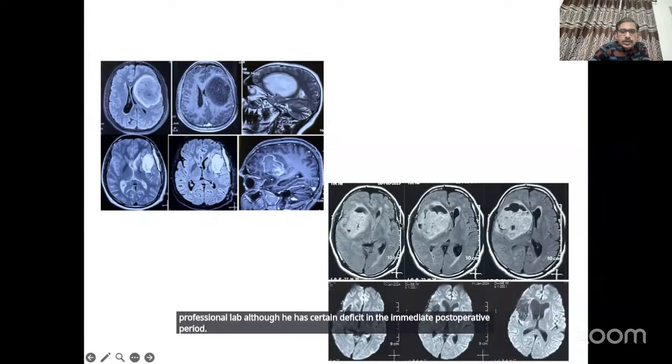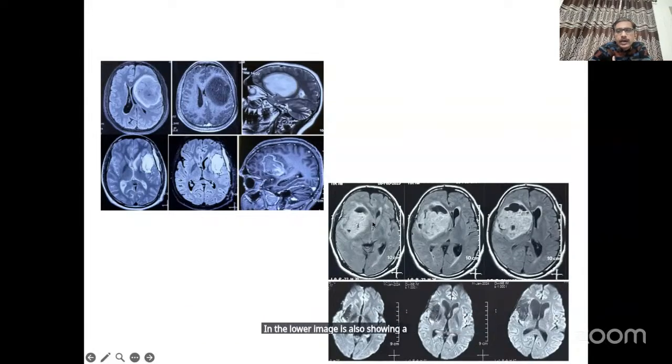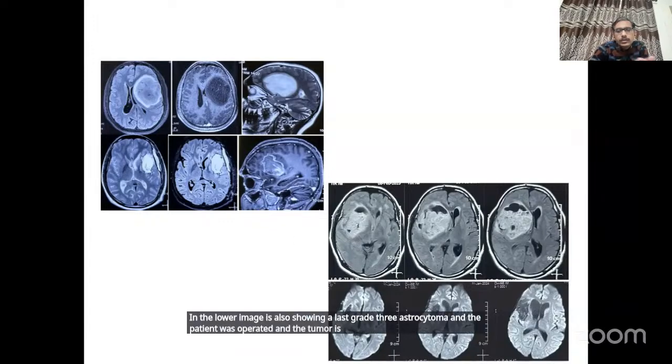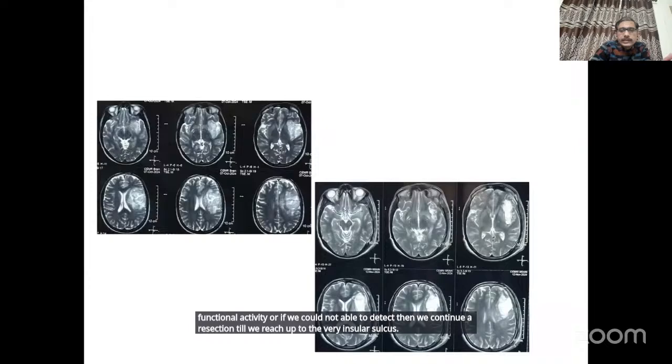The lower image shows a large grade 3 astrocytoma, and the patient was operated and the tumor was completely taken out, considering all this functional activity intraoperatively. Where we detected functional activity, or if we could not detect any, we continued our resection until we reached the peri-insular sulcus. And this is another example where the tumor is completely resected and the patient is followed up closely.